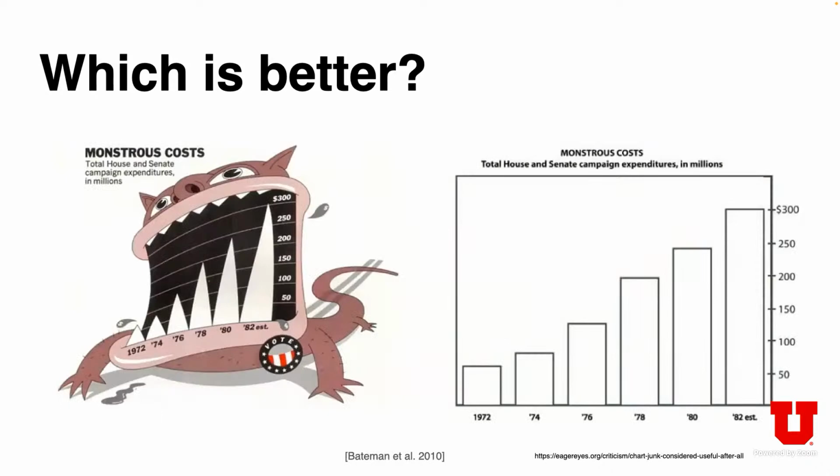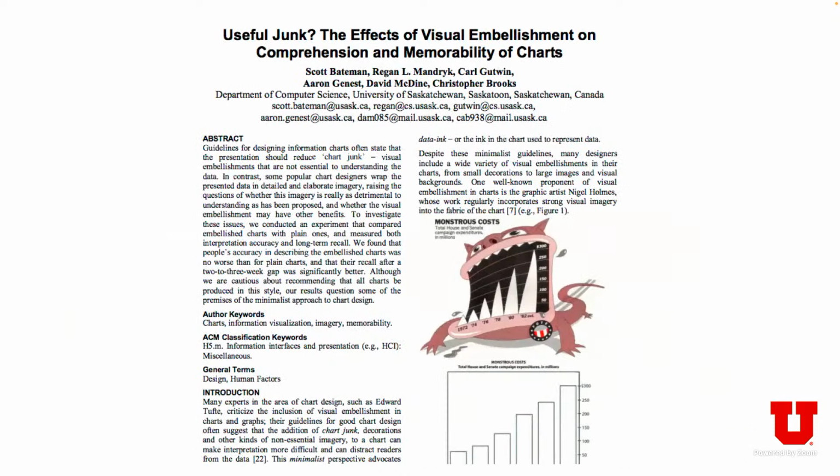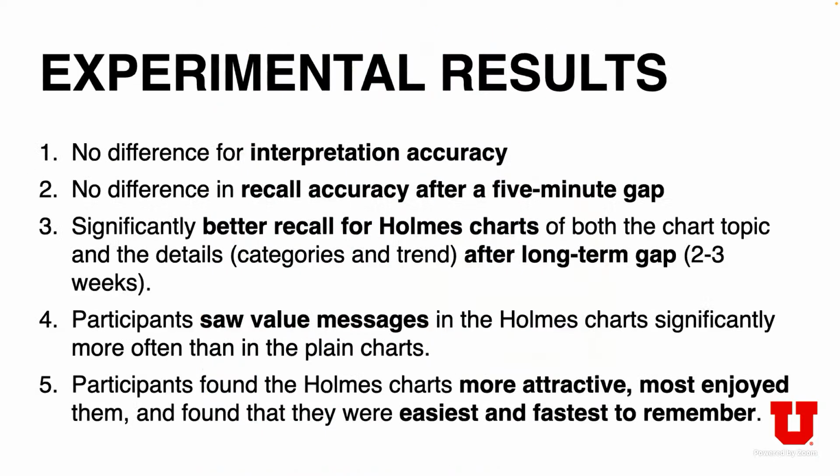Another example is the translation to the boring scholarly world. People actually did research on what's better, quote unquote, and the results are pretty cool. At least in the charts that they tested, the ones I showed you among others, they found that participants shown these charts didn't show any difference in the accuracy of their interpretations. People pretty accurately read off all the values from embellished and non-embellished charts.